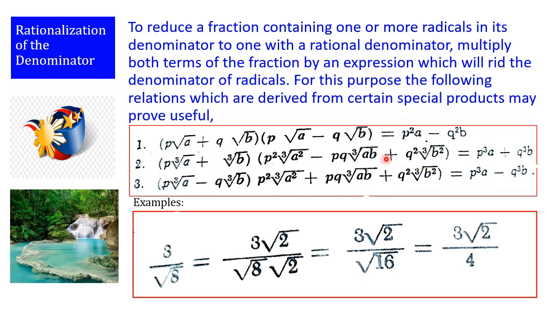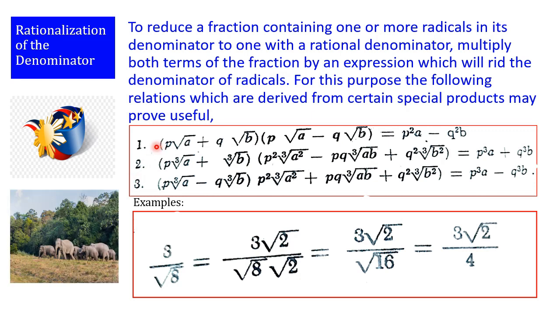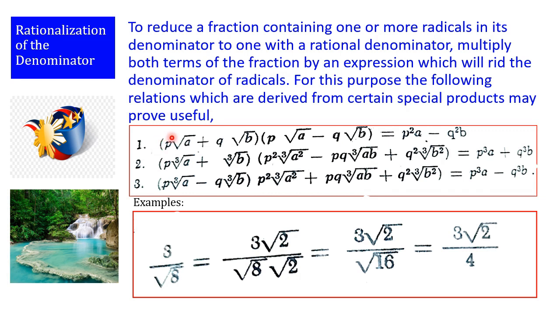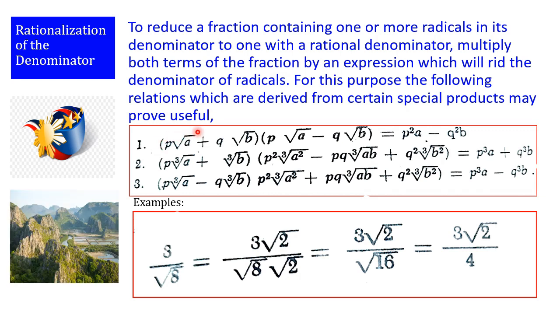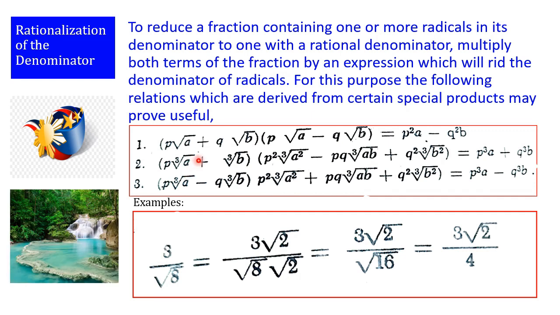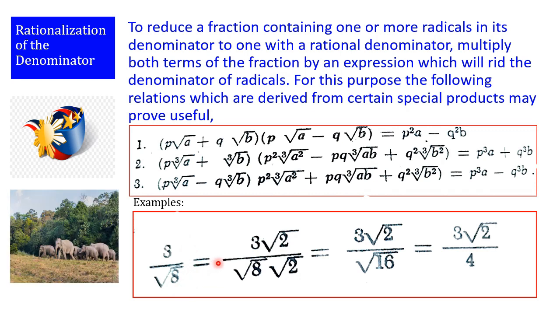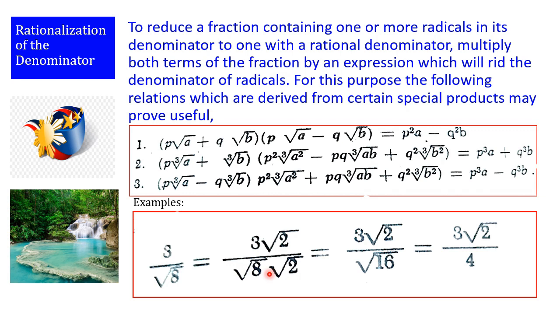Ang mga sumusunod daw pong mga halimbawang ito, 1, 2, 3, ng special product ay magiging kapaki-pakinabang sa ating pagdideal with the rationalization of the radicals. Ang mga paliwanag ng paghahalimbawa ay mga sumusunod. Unang halimbawa, 3 over square root of 8. So, yung 3 over square root of 8, yun.